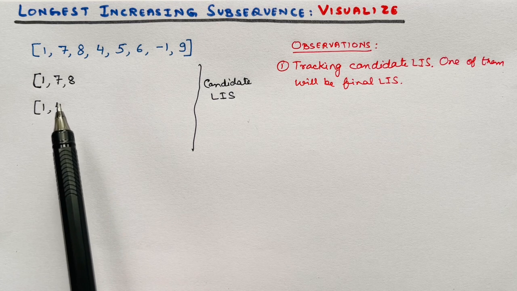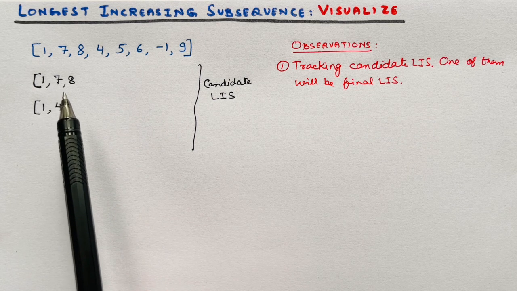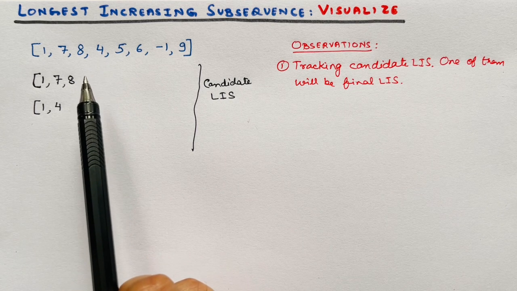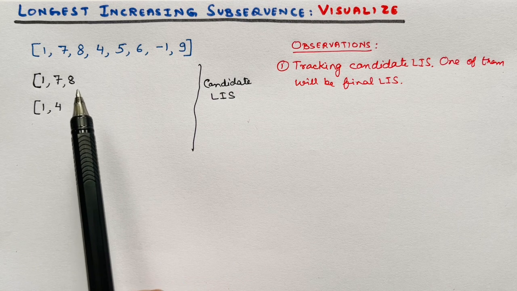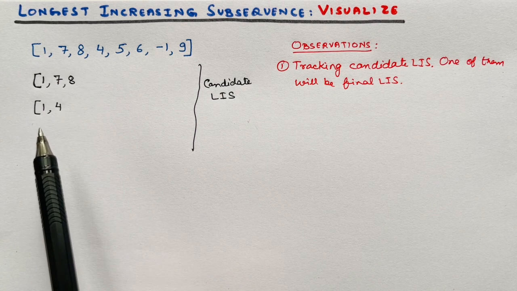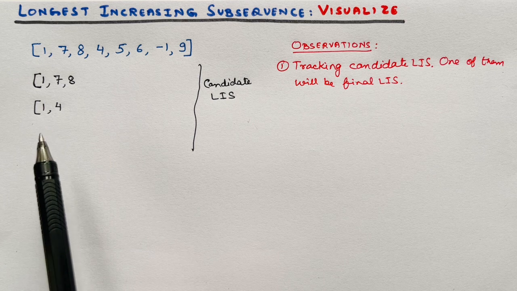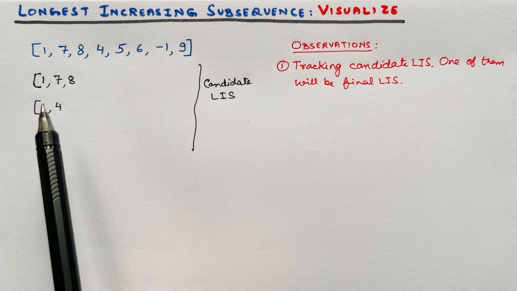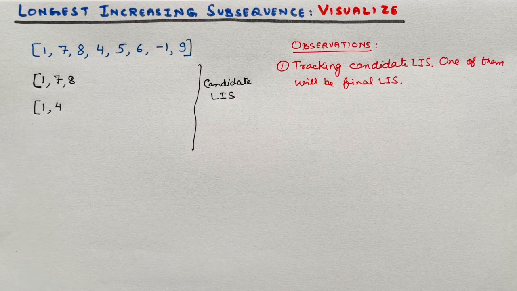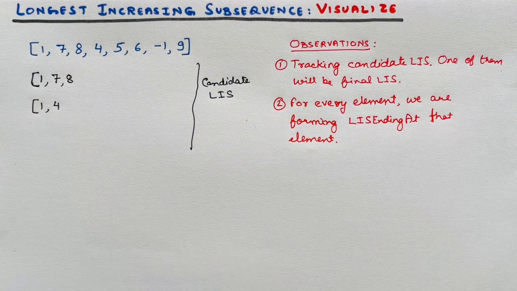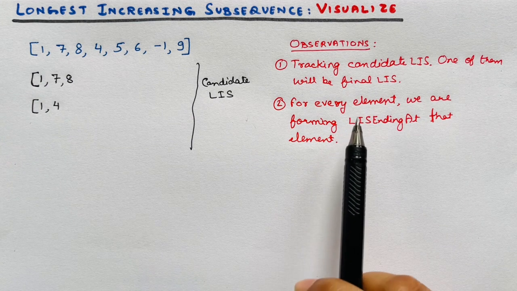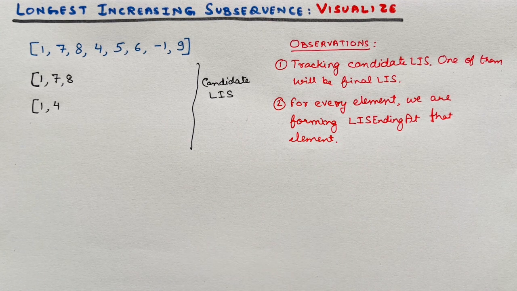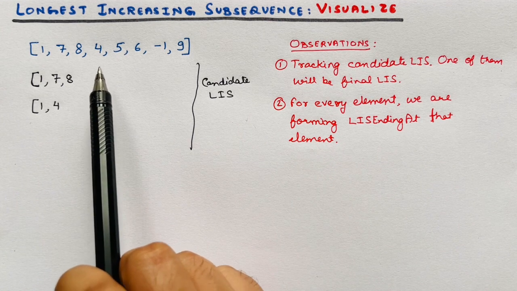But since so far our maximum length that we encountered was 3, therefore till this point the length of the longest increasing subsequence was 3. This is very similar to the approach that we used in dynamic programming as well, where we calculated LIS ending at every element and then we took the maximum of it. So here comes our second observation, that for every element that we are picking, we are basically forming LIS ending at that element. Now let's move forward from 4.